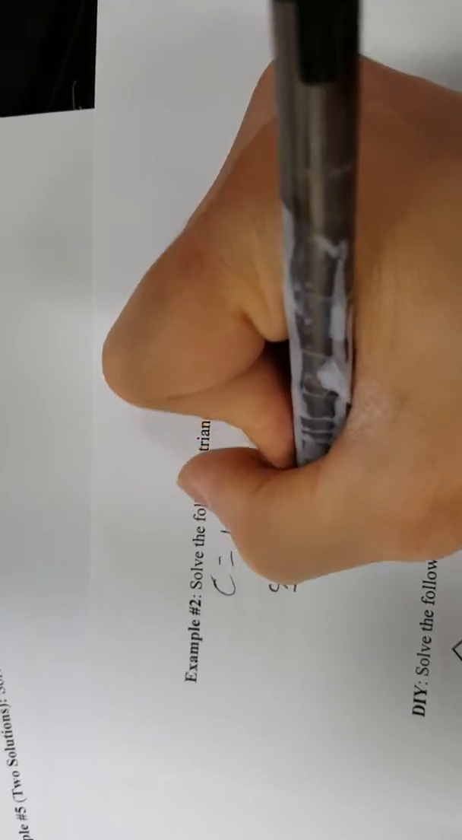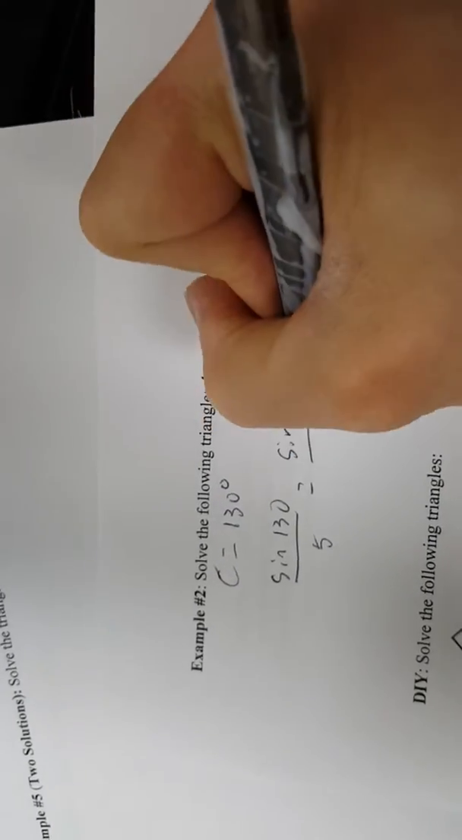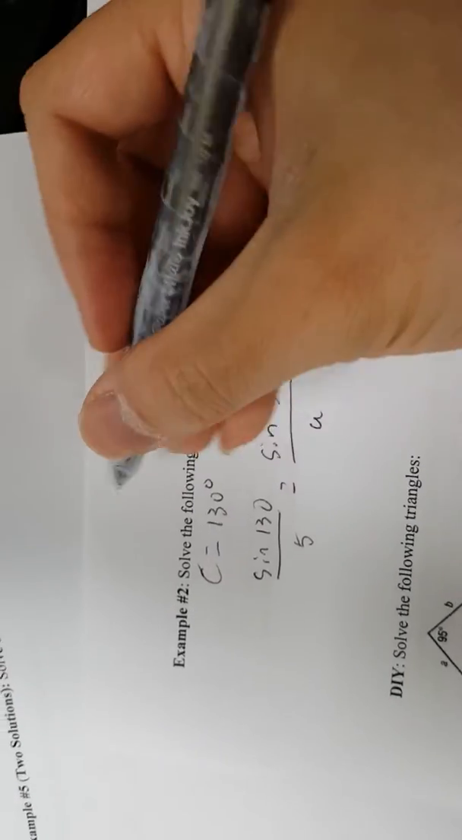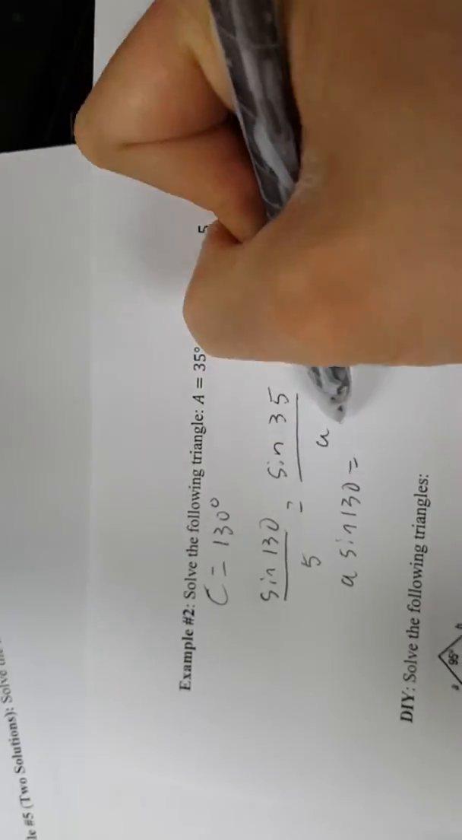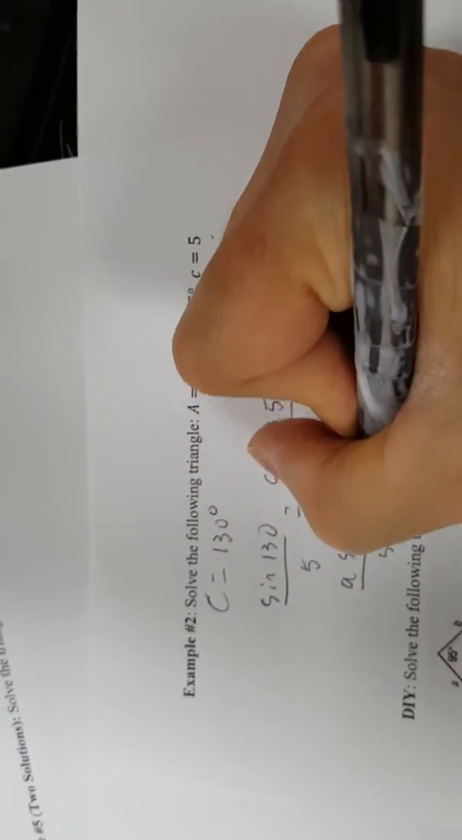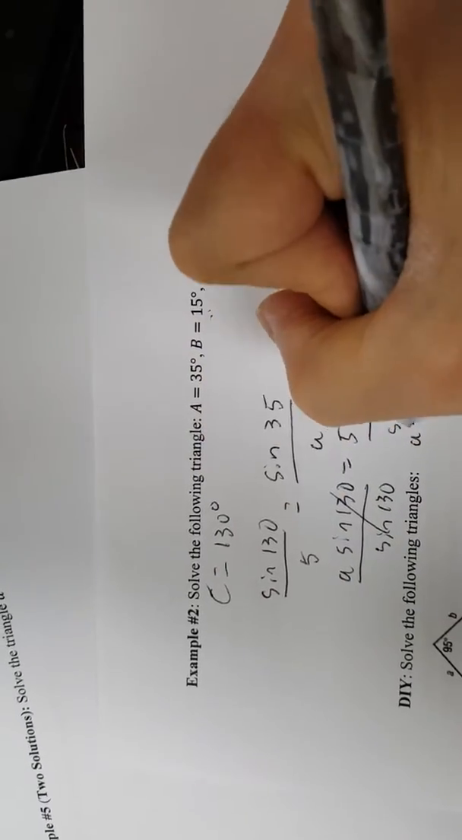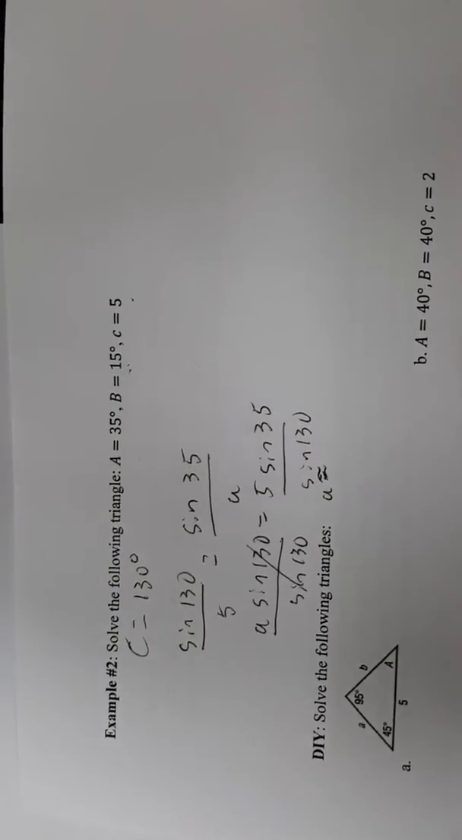Sine of 130 over 5 is equal to the sine of 35 over A. Because remember, if capital A is 35 degrees, the side across from it, we put it under. And so now we just solve this problem by cross multiplying. A sine 130 is equal to 5 sine 35. We divide both sides by sine of 130. And A is approximately 3.74.